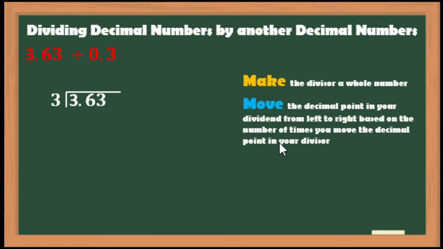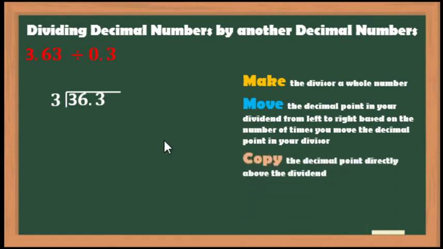Next, move the decimal point in your dividend from left to right based on the number of times you move the decimal point in your divisor. Since we move our decimal point in our divisor once, we need to move the decimal point in our dividend also once. So that will be 36 and 3 tenths. Next is copy the decimal point directly above the dividend. Make sure that the decimal points are aligned. Next is divide as whole numbers using the DMSB. Okay, divide, multiply, subtract, and bring down.